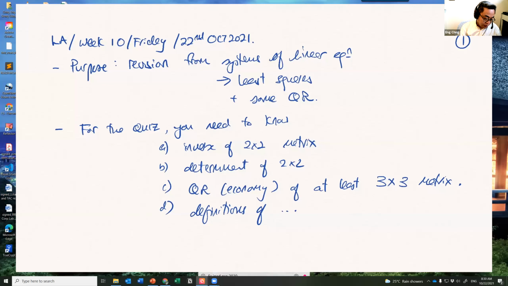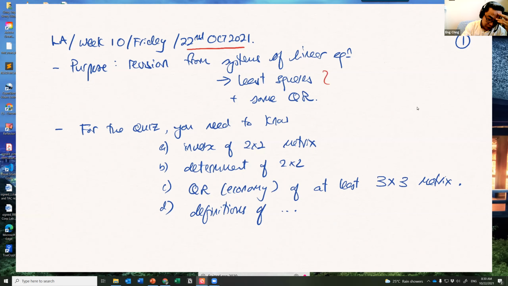Right, welcome back. So today is week 10 of Sem 1 2021. Now we are going to revise what we need to do for the quiz on coming Monday.